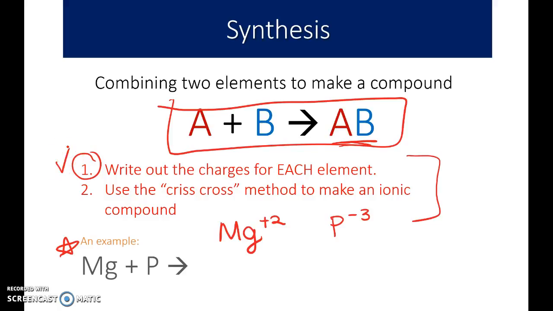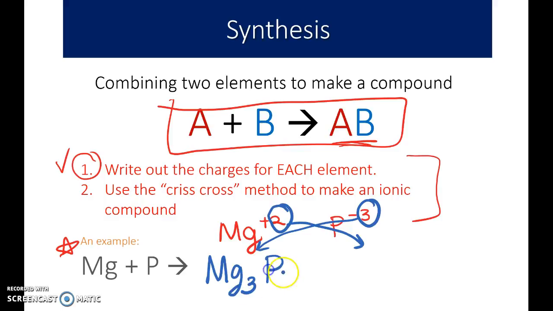Step number two is to use the crisscross method to make an ionic compound. So here's what we mean by that. We take the charges, the 2 and the 3, and we crisscross the charges to make a new ionic compound. So our new ionic compound will be Mg3P2. That's our final answer.